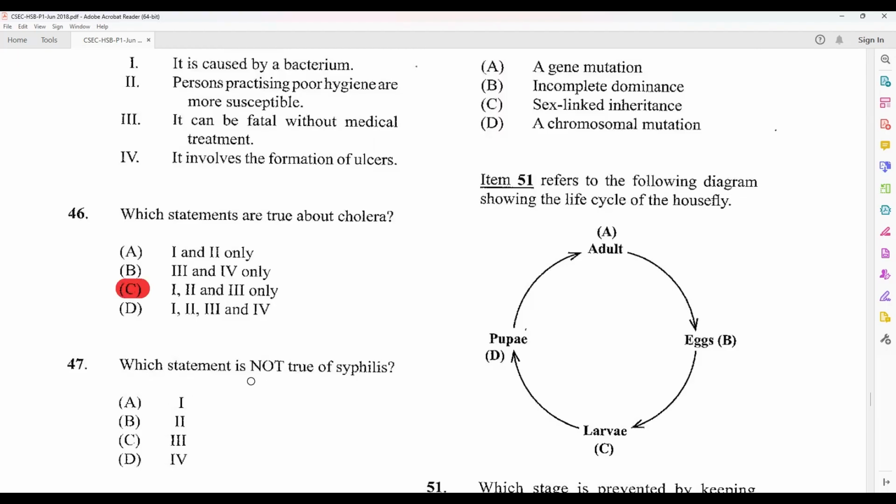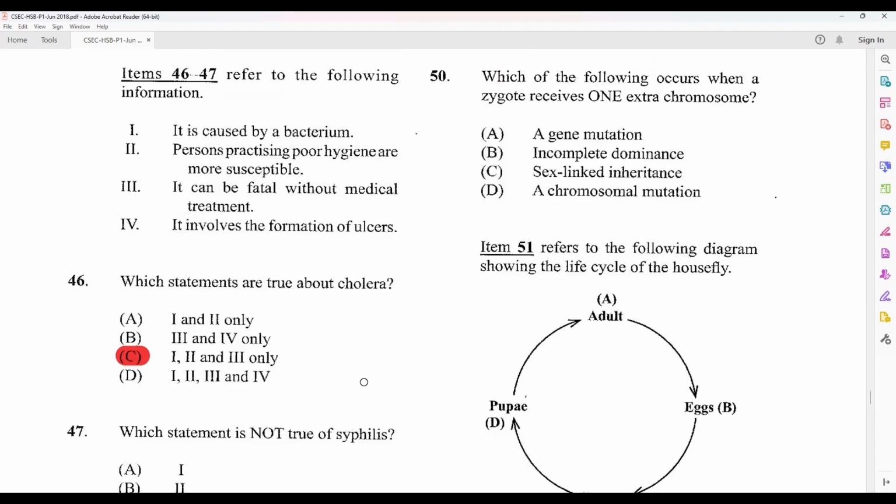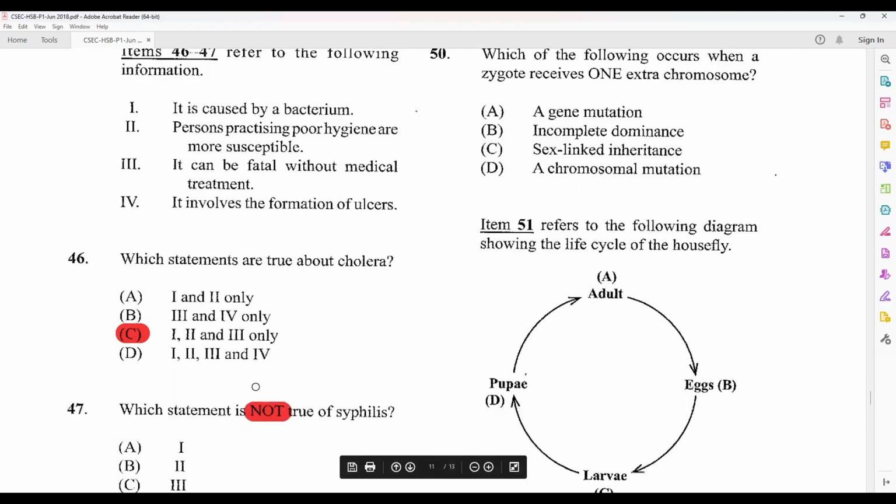Which statement is not true of syphilis? So we go back to the statements. Persons practicing poor hygiene are more susceptible. That would be the one that would jump out, right? Syphilis is a bacterium. It can be fatal, and there are different stages of syphilis. It does involve the formation of ulcers. So the one that is not true, because they have capitalized the word NOT just to give us a hint, is B.